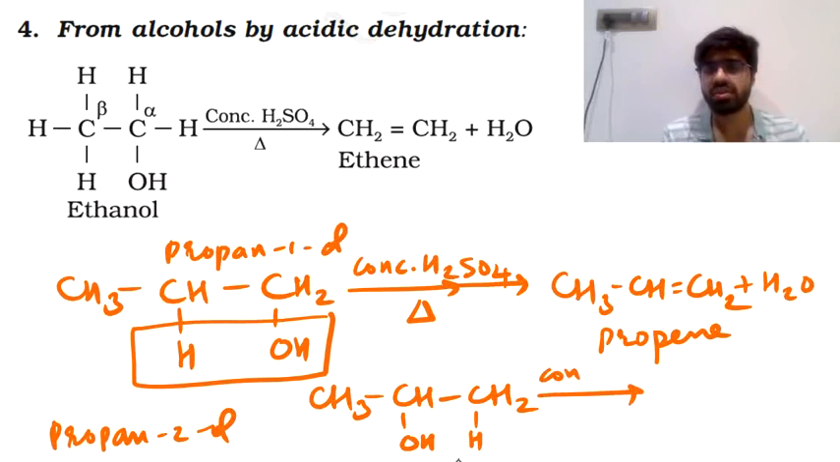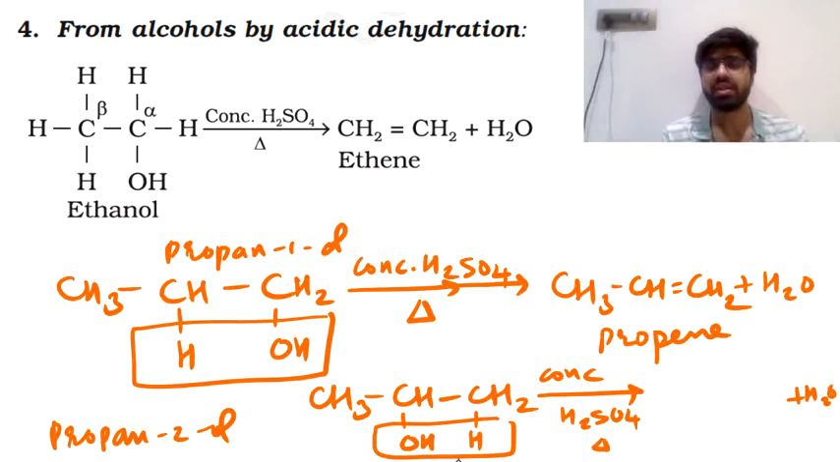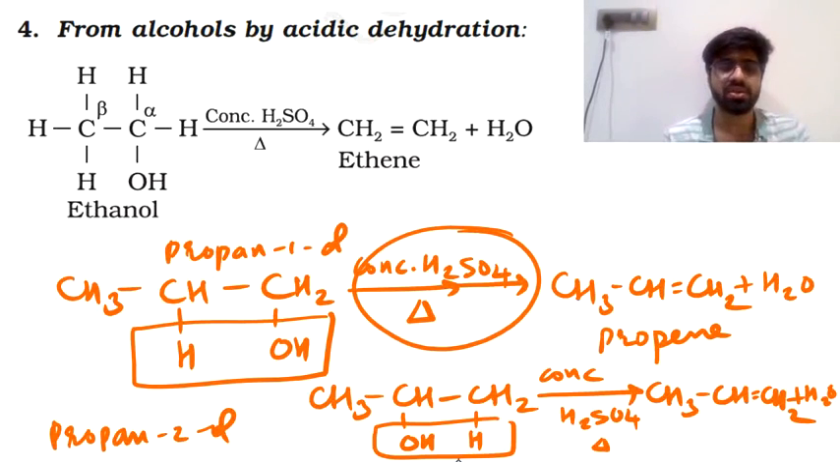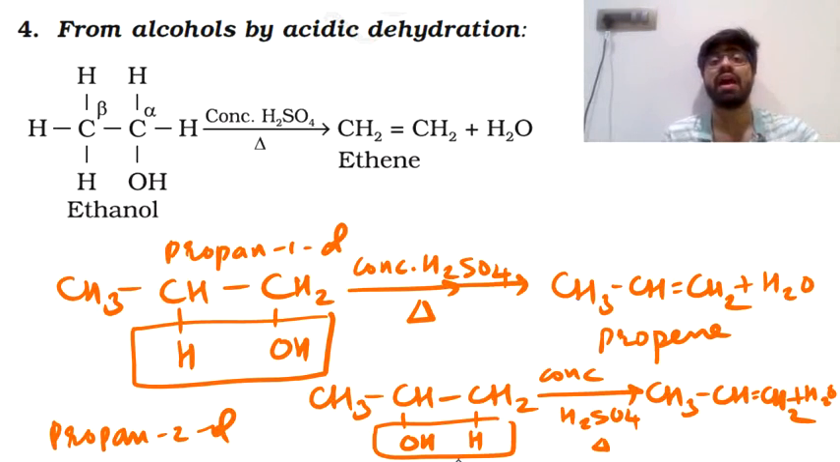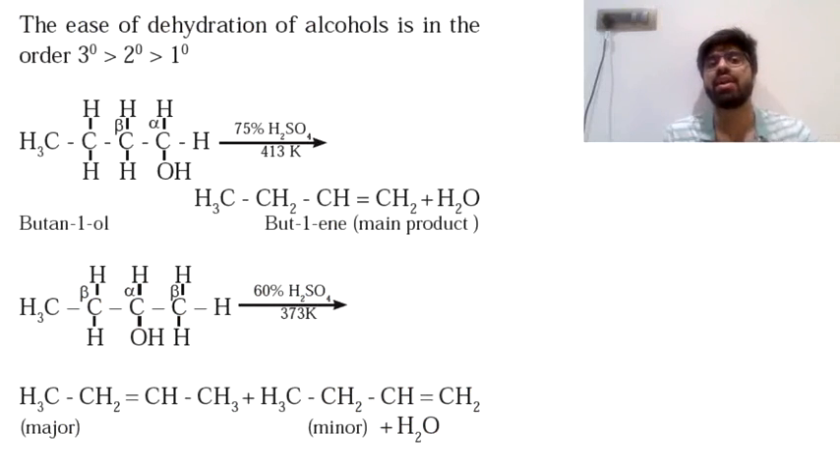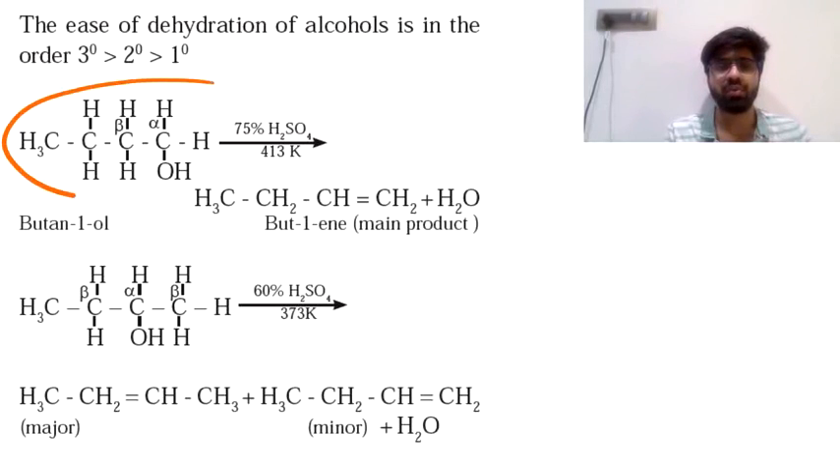Make it react with concentrated H2SO4 and heating. So this H2O will come out as H2O only, and the double bond will get formed between the two carbon atoms here. So you have CH3, CH double bond CH2. So that's propene getting formed again. Whether you take propan-1-ol or propan-2-ol, making it react with concentrated H2SO4 is ultimately going to give you propene. Let's take one higher alcohol. That is, let's take butan-1-ol.